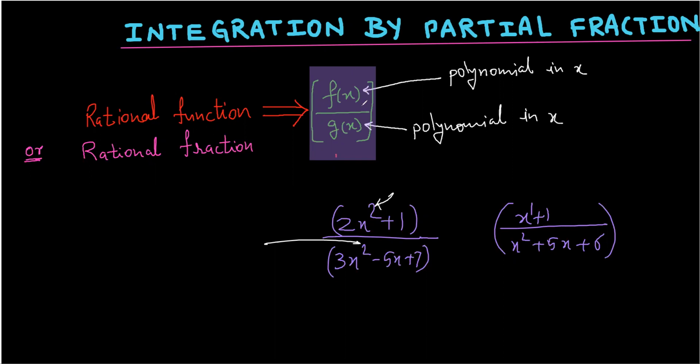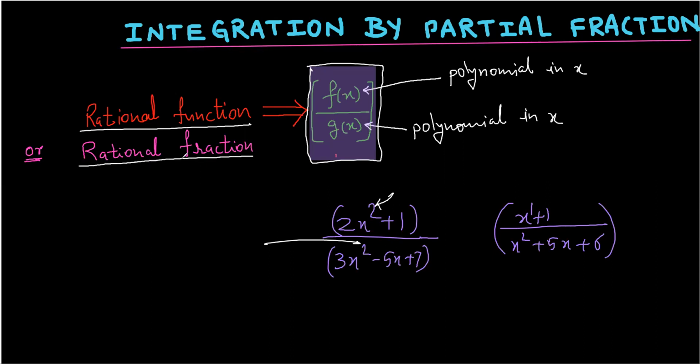So where were we? I was teaching you that we have a function which is in the form f of x upon g of x, where f of x and g of x both are polynomial in x. Now such a function, that is f of x upon g of x form, is known as a rational function. We call this a rational function. Okay, ratio of two polynomials, and hence we call this rational function. Some teachers and students also call this rational fraction. Okay, I hope this much is clear to you.